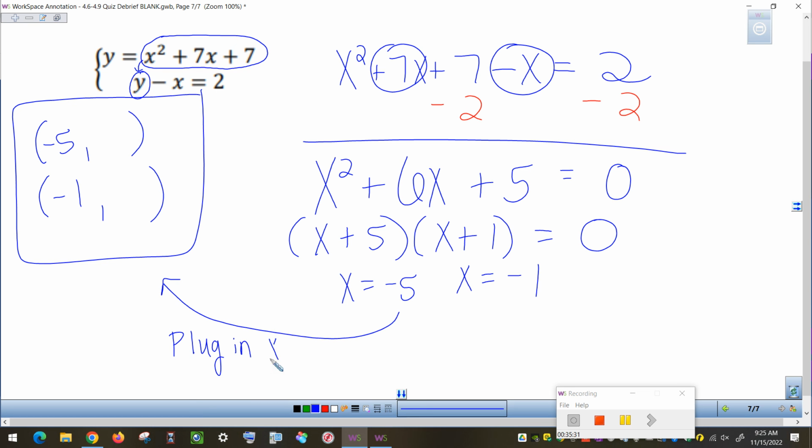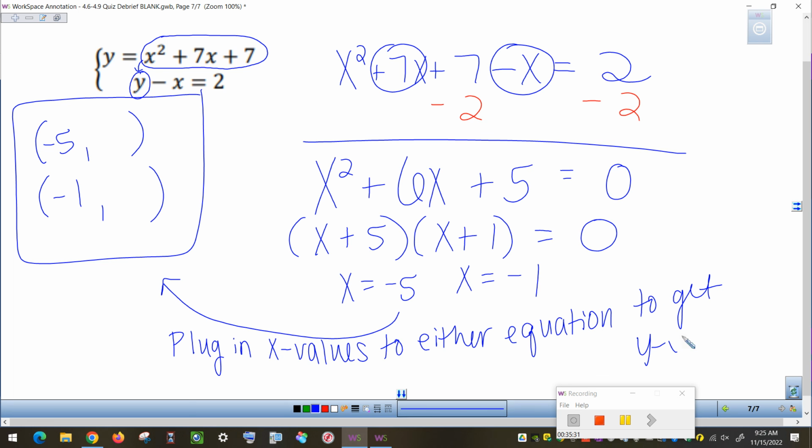So I'm just going to say here, as one final note, we're going to plug in the x values to either equation. I would probably do the second one, that might be easier, to get the corresponding y values.